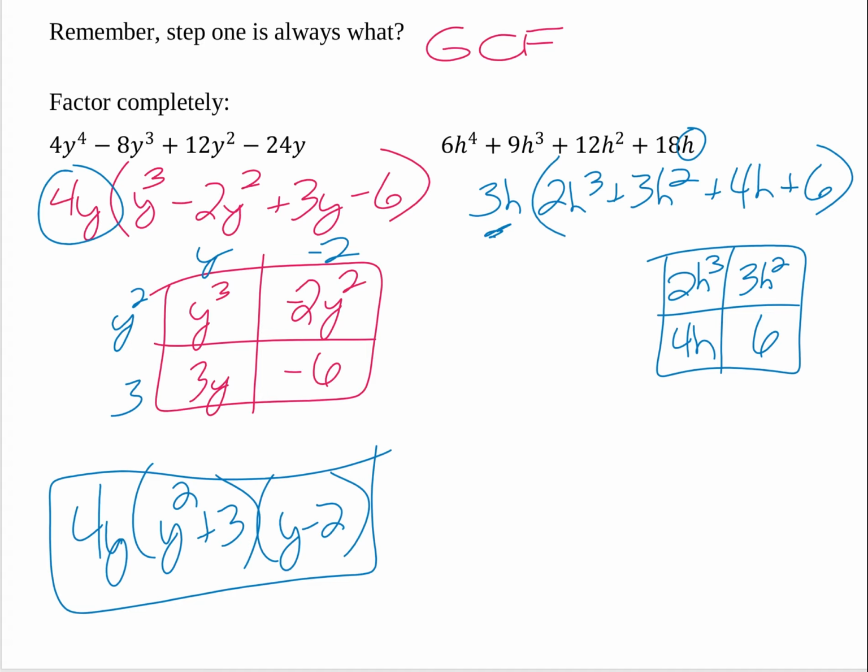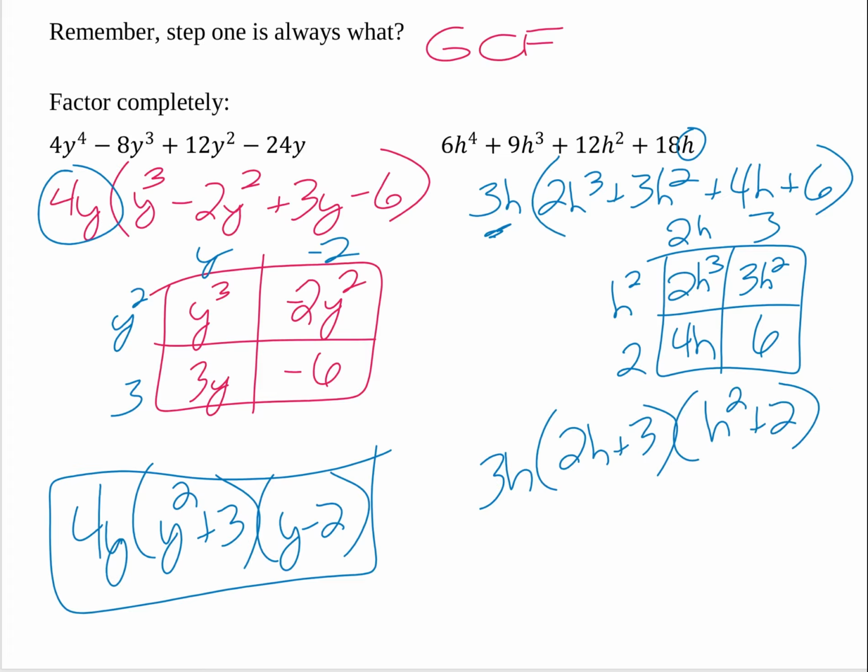Top row, what do we got? h to the second. Okay, bottom row, 2. First column, 2h. Yes. And the last column? 3. So what's our answer? 3h. Yep. And then parentheses 2h plus 3. Okay. And then h to the second plus 2. Good. That's the answer. Okay? Hopefully you feel like you can handle that because it's the same math we've been doing all along anyway. It's just 4 terms to start, which means we don't have to do AC.